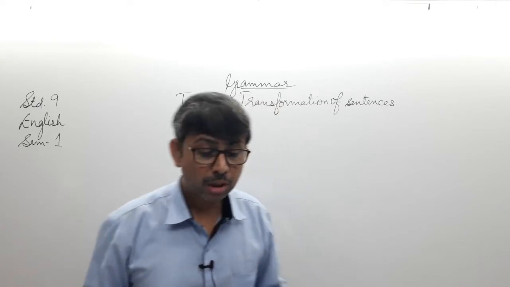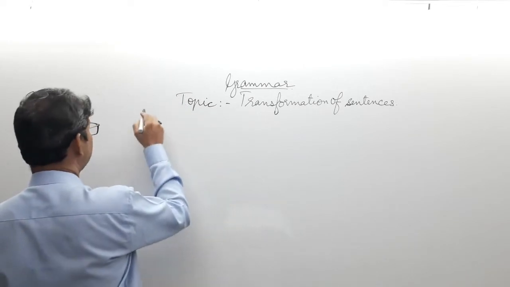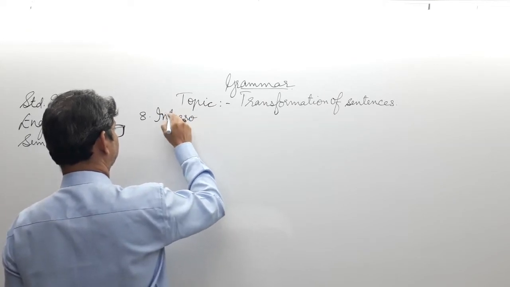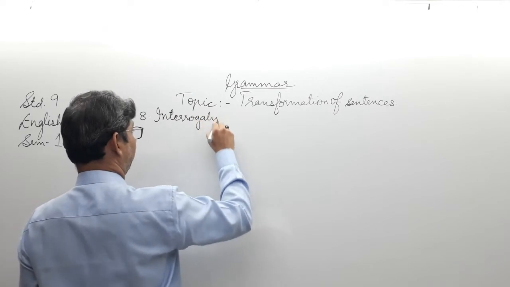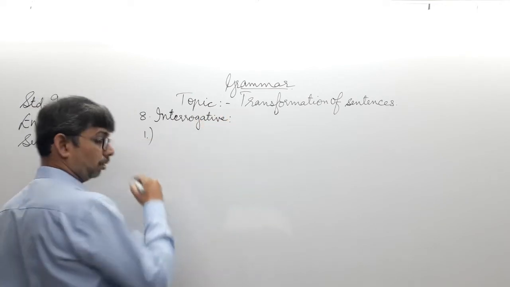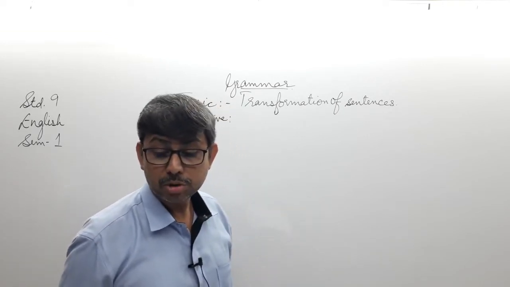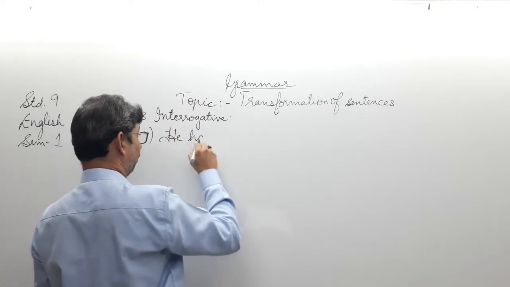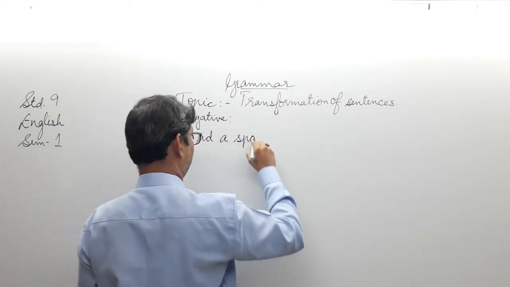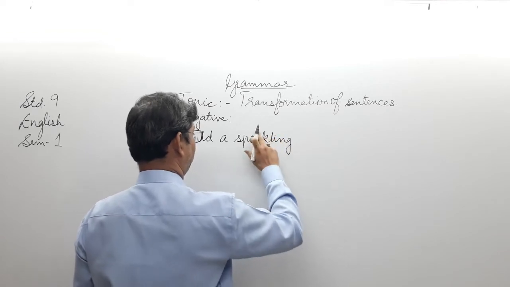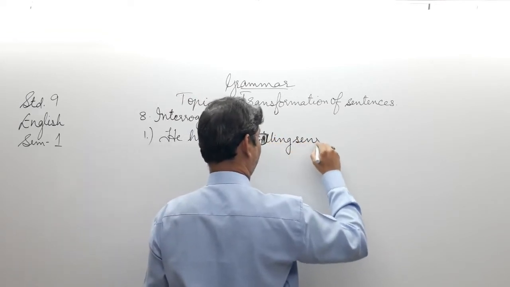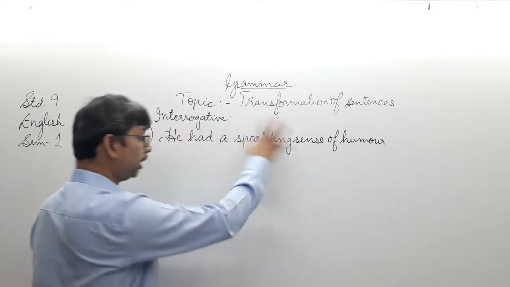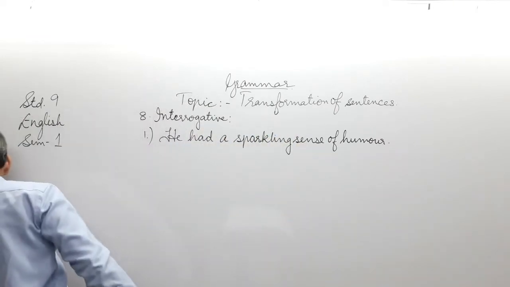The first one, note it down. The eighth transformation topic. Interrogative. He had a sparkling sense of humor. It is a non-textual sentence. Well, we need to change this into the interrogative form, isn't it?